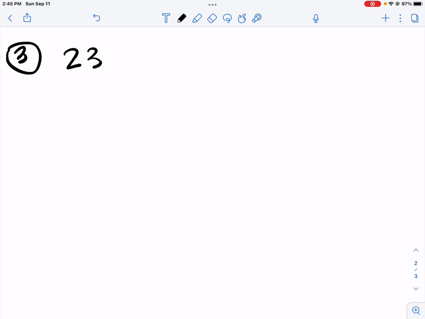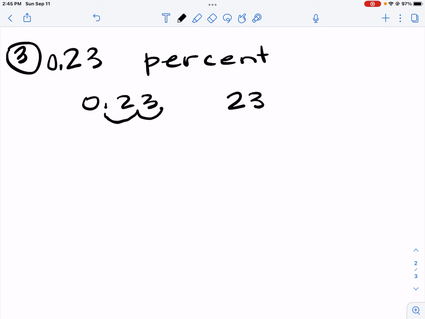Okay, 0.23 change to a percent. Move it 2 times, 23%.